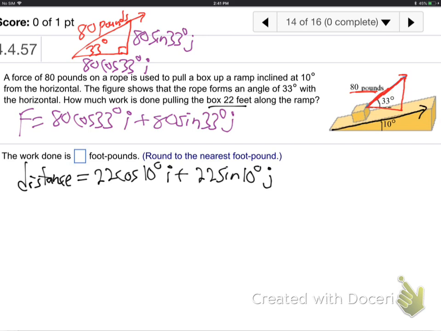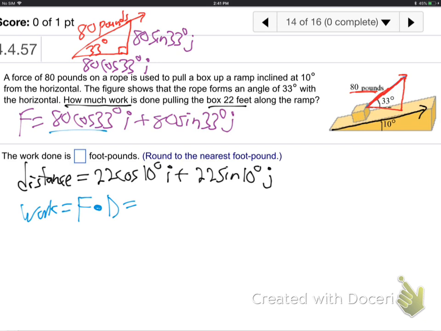How are we doing? Is this making sense? Whenever you have any vector at an angle, the i component is cosine and the j is sine. And now what do we get? What do we do to get how much work is done in dragging that box 22 feet up that ramp at that force angle? You dot product them. That's the great ability of the tool, the dot product. It can calculate work. So the work done is F dot d.